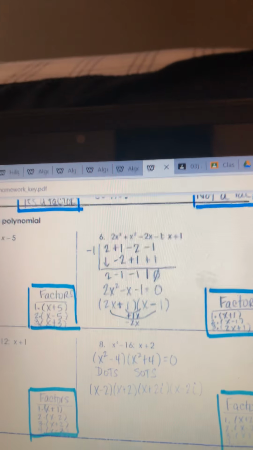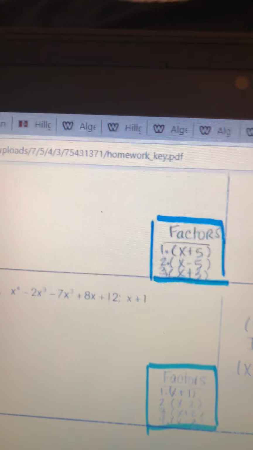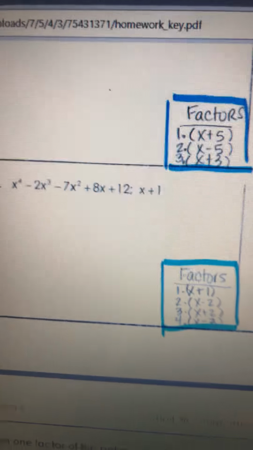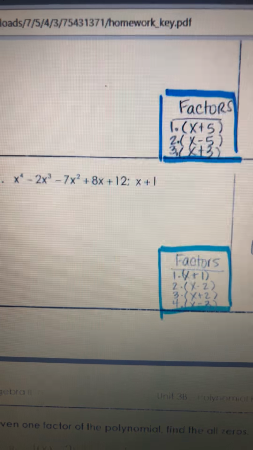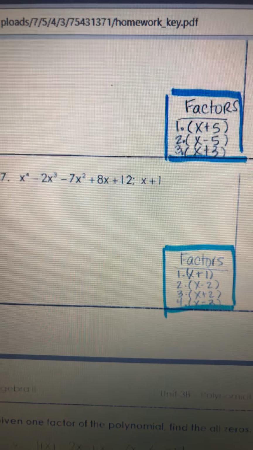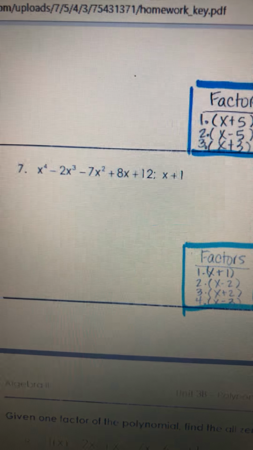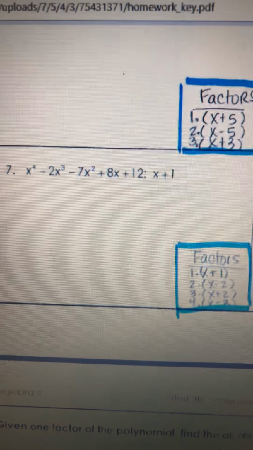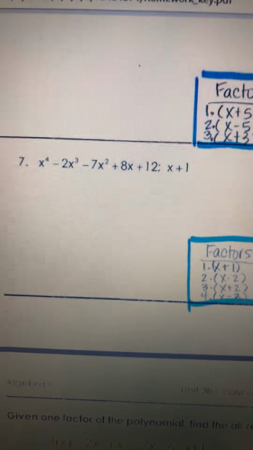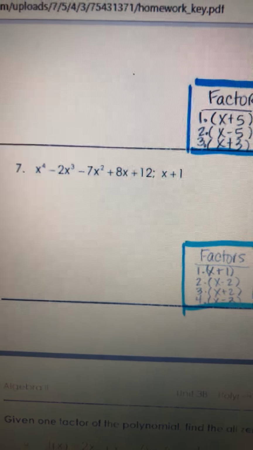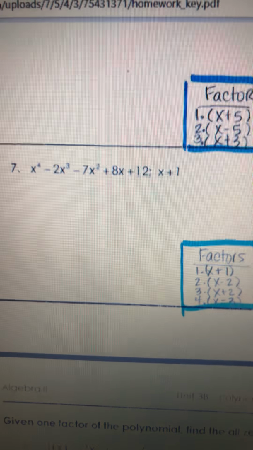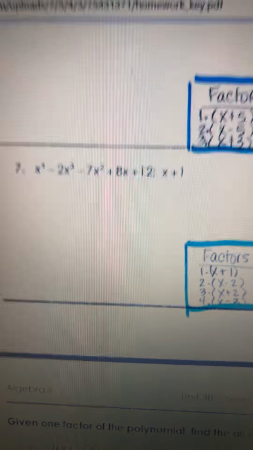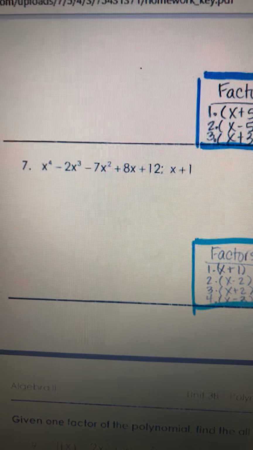Okay, so number 7, your factors should have come out to be x plus 1, x minus 2, x plus 2, and x minus 3. Now, I will tell you, number 7 is more complicated. In a test, I would not give you an x to the 4th power unless I went ahead and gave you the first 2 factors and then had you work it out from x squared. So here, number 7 would have required more work.